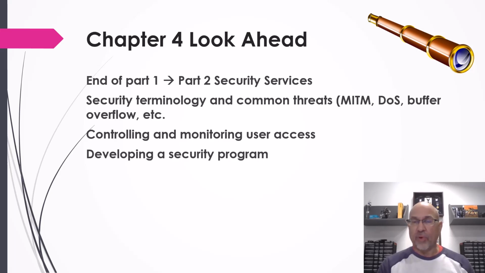All right, in the chapter 4 look ahead, this is the end of part 1 in the book. So there's a couple of chapters that go together. We're now going to start part 2, which is security services. So we'll do some security terminology. We'll go over common threats such as man in the middle, DoS, buffer overflow, and several others. We'll talk about controlling and monitoring user access and developing a security program for education of your users and maybe a policy.